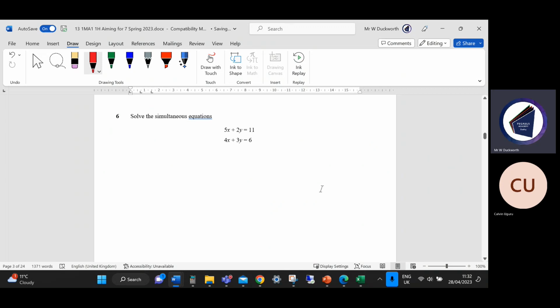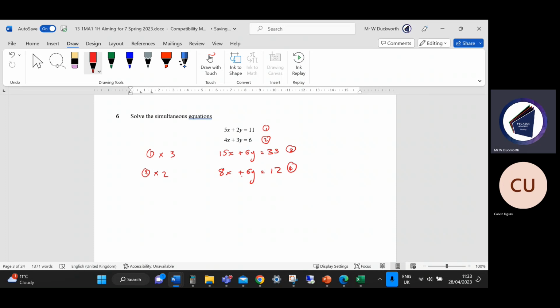Question 6, solve these simultaneous equations. So I either need to make my x coefficients both 20 or my y coefficients both 6. So I'm going to go for the 6's. I'm going to call that equation 1 and that equation 2. And I'm going to say equation 1 times by 3 would give me 15x plus 6y is equal to 33. Don't know why I wrote 30, 33. And equation 2 times by 2 would give me 8x plus 6y is equal to 12. I'm going to call that equation 3 and that equation 4.